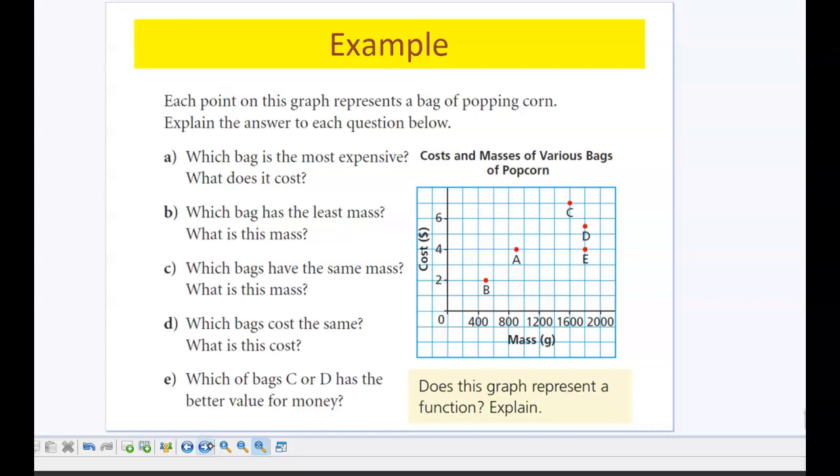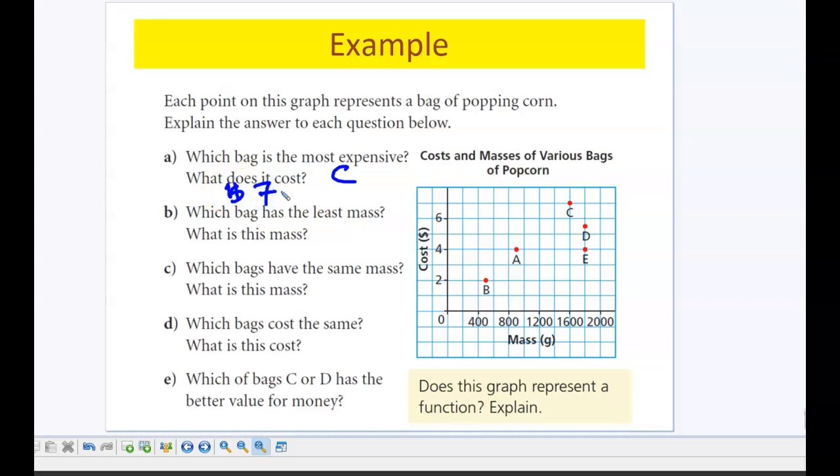Okay, in the next example, it says each point in this graph represents a bag of popping corn. Explain the answers to each question below. Which bag is the most expensive? Well, notice again, my independent variable is the mass, my dependent variable is the cost, and which bag is the most expensive? Well, it appears that bag C is the most expensive. Okay, and what does it cost? Well, each line counts $1, so it appears that it costs a total of $7.